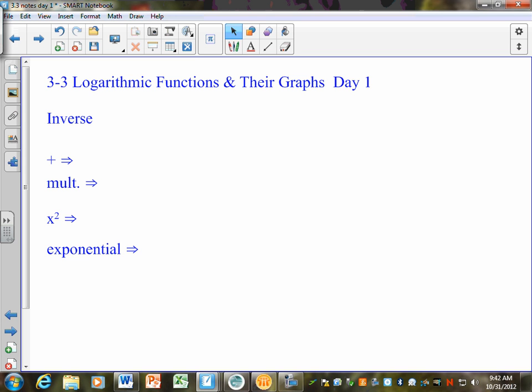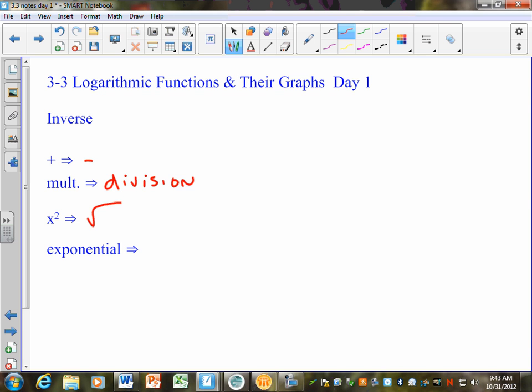The inverse of any operation is what you do to undo that operation, right? So what's the inverse of addition? Subtraction. What's the inverse of multiplication? Division. What's the inverse of squaring something? Square rooting something. So the square root of x squared, right? That's how you undo it.